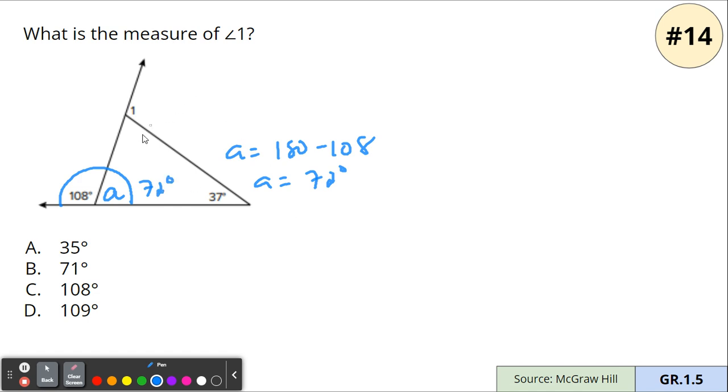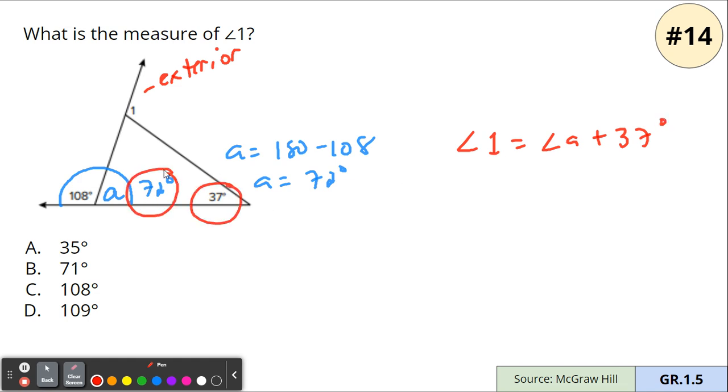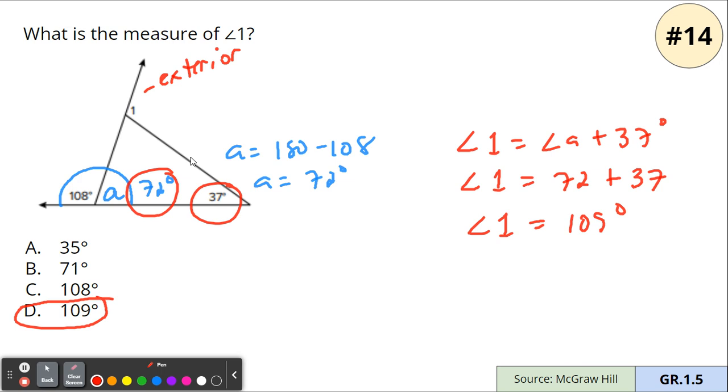Since angle 1 is our exterior angle, remember angle 1 is equal to the sum of angle A and 37 degrees, our two remote interior angles. So angle 1 will be equal to 72 plus 37. So angle 1 is actually 109 degrees, and that is letter D. You can actually get this other angle, but after getting that angle, you will again subtract from 180. So it's easier to do it this way. Okay, moving on to question number 15.